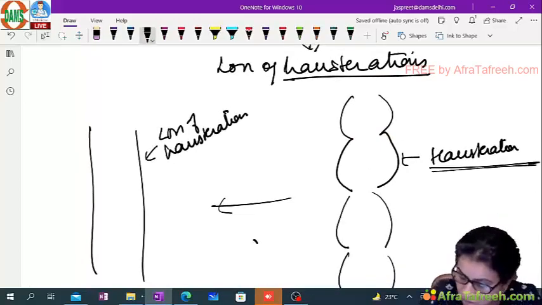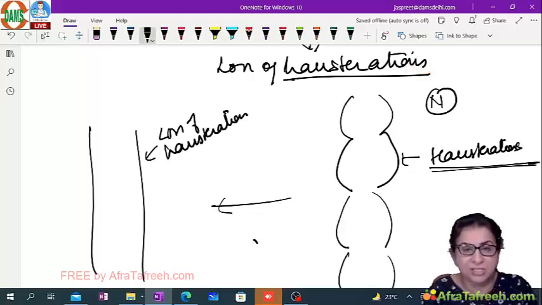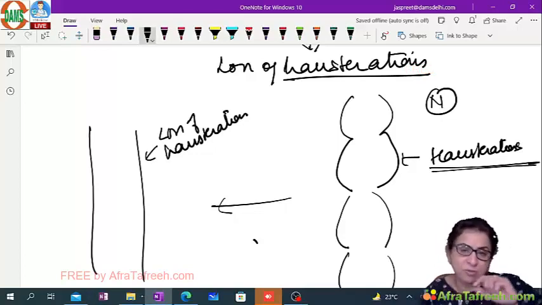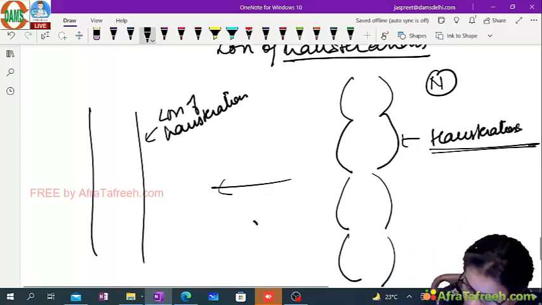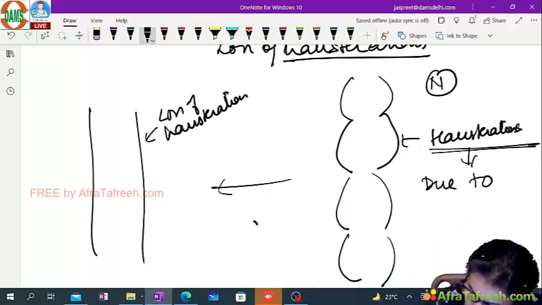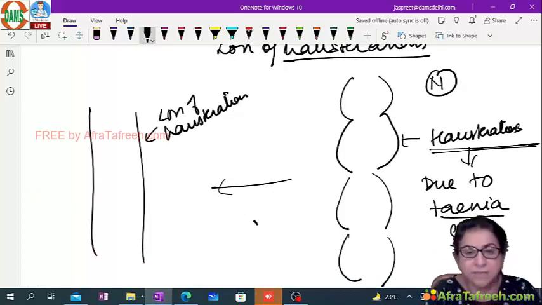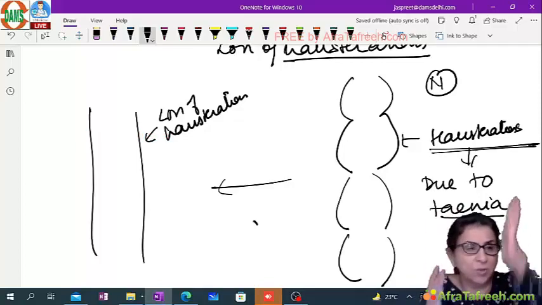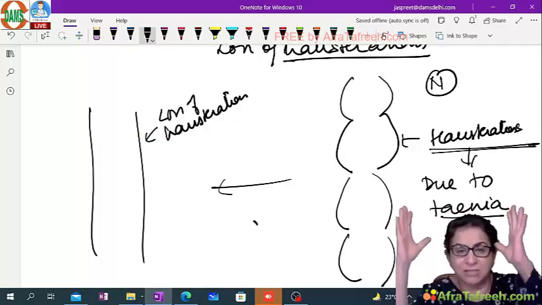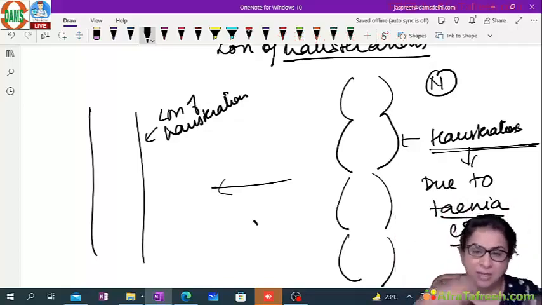What are these haustrations normally due to? The normal large intestine has haustrations. Why? In the large intestine we have something called Taenia coli. This is normal histology with these haustrations, and they are due to Taenia coli. What is Taenia coli? In the large intestine you have 3 bundles of longitudinal muscle layers. So the large intestine has 3 bundles of Taenia coli along its length.